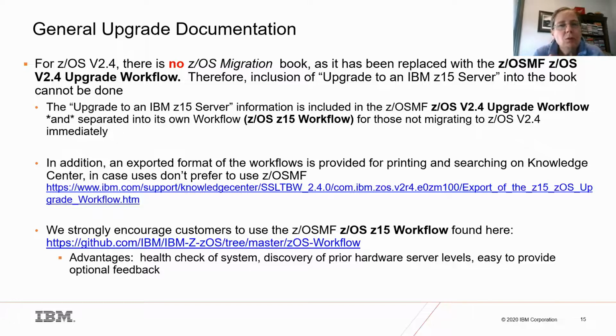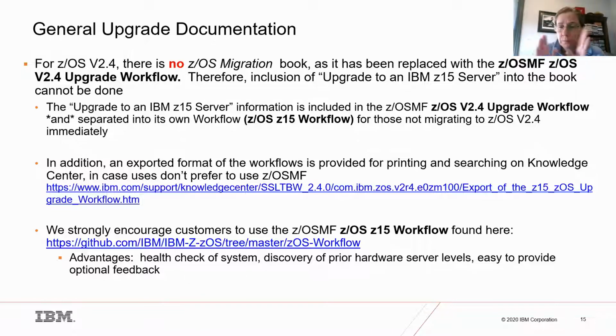The same thing is true for the z15 server. We put the z15 z/OS upgrade information into the workflow, so it's incorporated and embedded right into the 2.4 upgrade workflow. But we also separated it out into its own z15 workflow, and it's a really small workflow. That is available if you just want to look at that particular workflow. Let's say you're not interested in upgrading to 2.4 right now, you could just get the small z15 workflow.